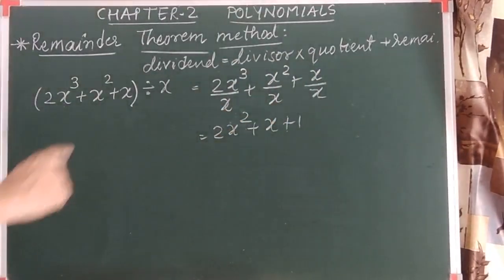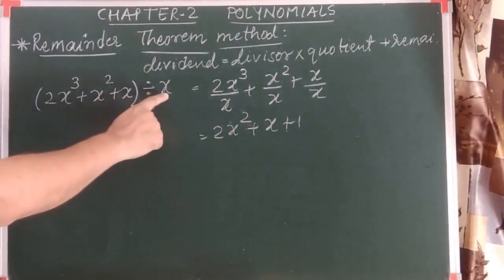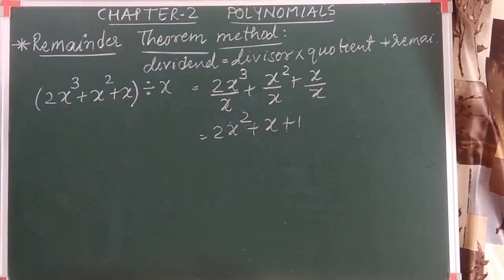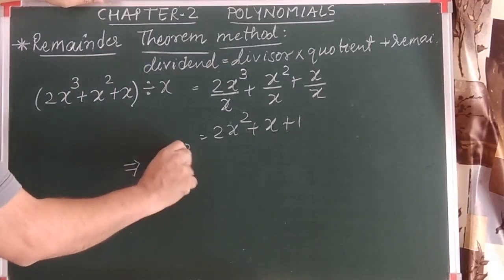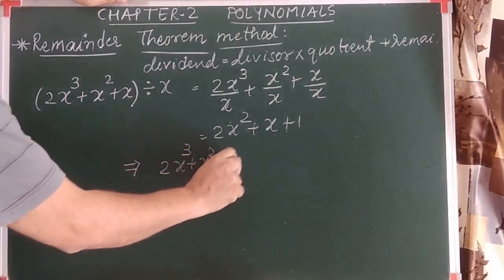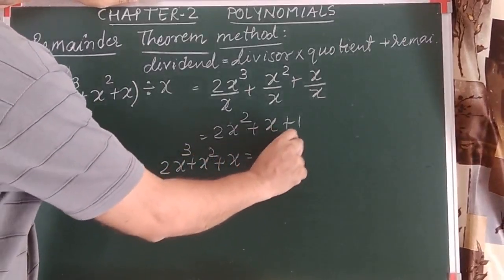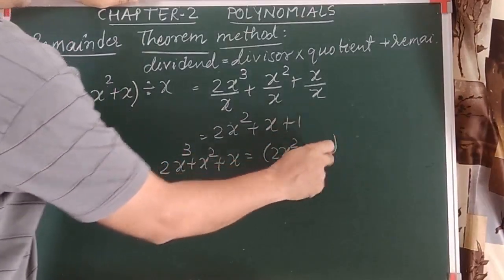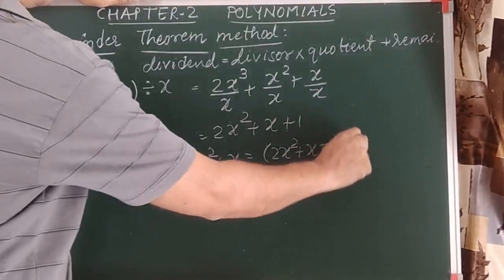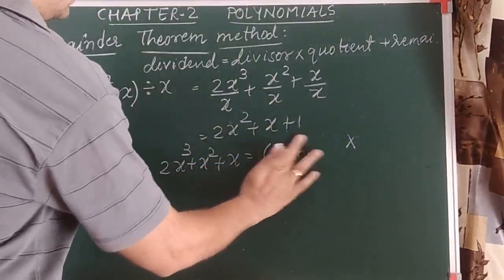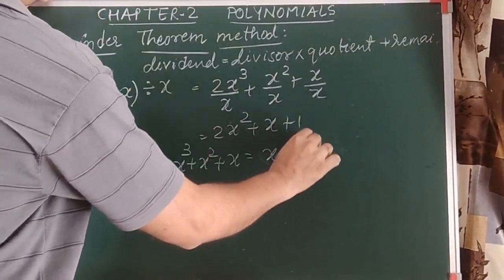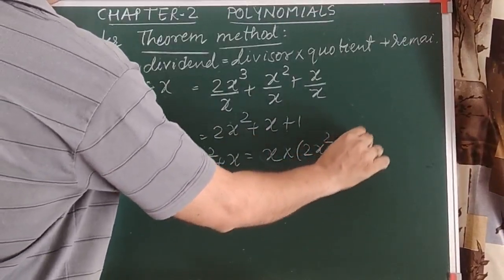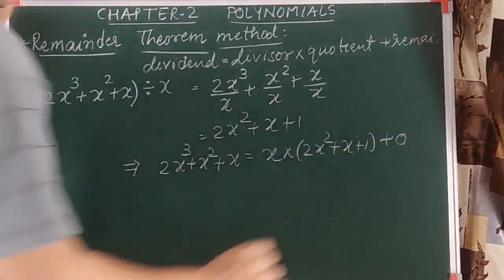So when we divide all the terms with x, we get 0 as a remainder. So x is one of the factors of this. This can also be written in this way: 2x cubed plus x squared plus x can also be written as x times 2x squared plus x plus 1. What is this? It is the quotient. So x is the divisor, 2x squared plus x plus 1 is the quotient, and we can say that 0 is the remainder.